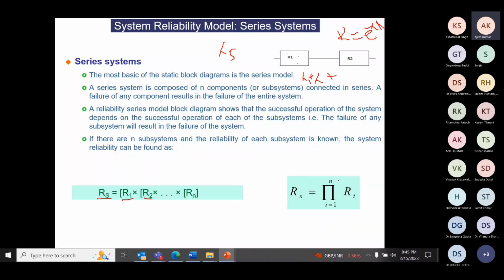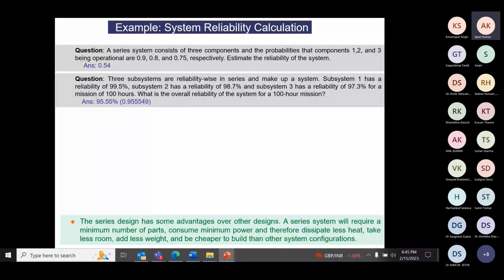For example, a series system consists of 3 components. The probabilities of components 1, 2, and 3 being operational are 0.9, 0.8, and 0.75. What is the reliability? You multiply 0.9 into 0.8 into 0.75. That's how I find it. Simple.